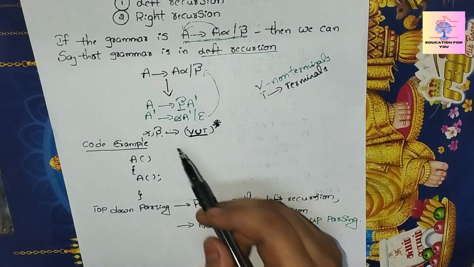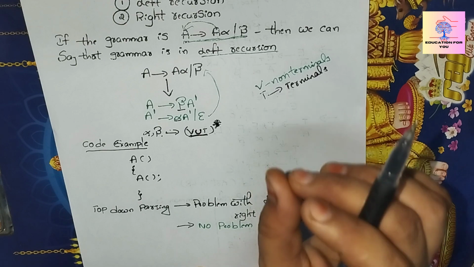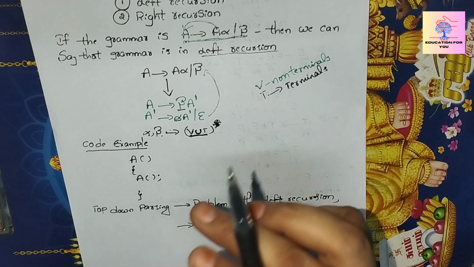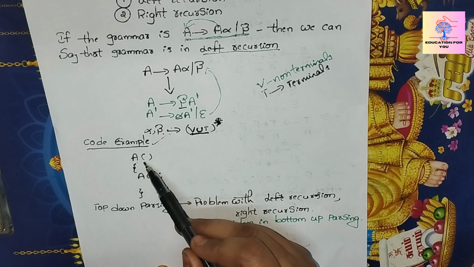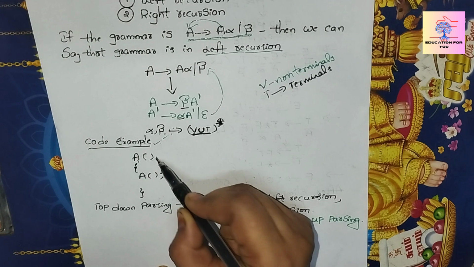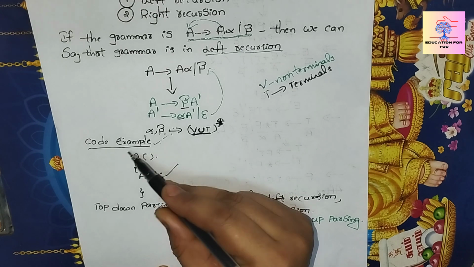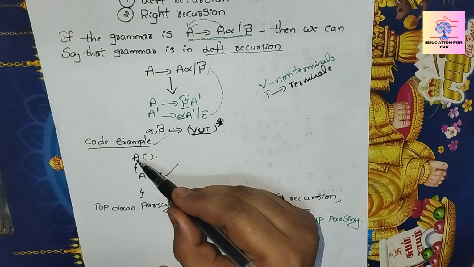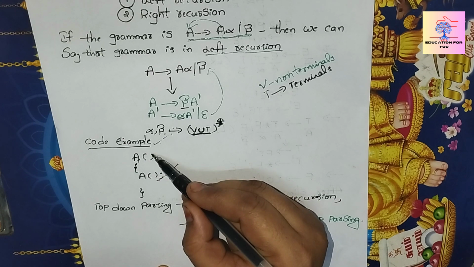Now I will explain by taking a short sequence of C code as an example. A is one function here, and in this A you are again calling A. So what is this code related to? Recursion, right? In the function you are calling the same function again, so that is called recursion.